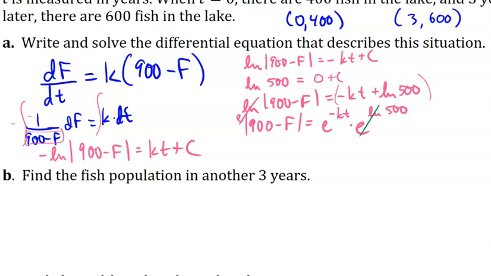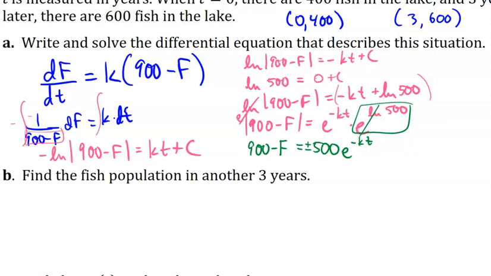Okay, so we've got 900 minus f is equal to, I'm taking the absolute value bars off of here, and I'm going to put a plus or minus on the right side. So I've got 500 as a coefficient. I'm just doing a bunch of algebra right now. 500 with a plus or minus, and then e to the negative kt. Okay, so now I'm going to use my second point, which is (3, 600).